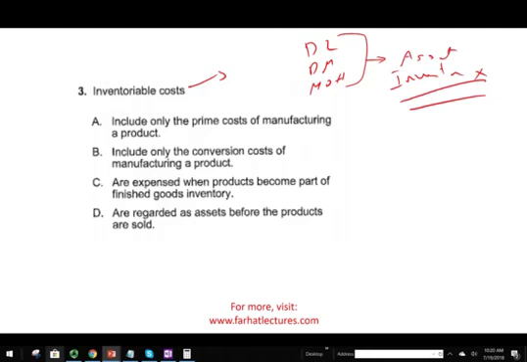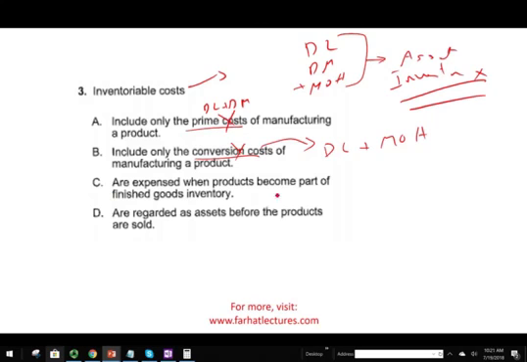So what are inventoriable costs? Well, let's see. It includes only prime cost. What's prime cost? Direct labor plus direct material. Nope, that's wrong because it also includes manufacturing overhead. Include only conversion cost. Well, what's conversion cost? Direct labor plus manufacturing overhead. That's not true because it also includes direct material. So we're down to 50-50.